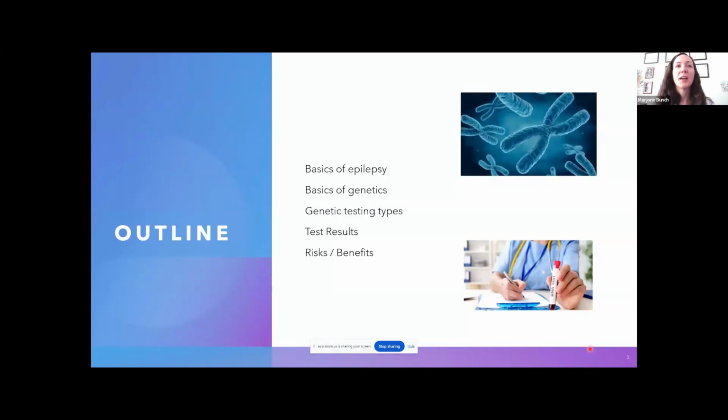I'm going to start with the real essentials, an overview of epilepsy in terms of how it relates to genetics, and then the basics of genetics. And then I'll talk about what kind of genetic testing we do, and what kind of results you can get from those tests. And then I'll end with a conversation about the risks and the benefits of testing.